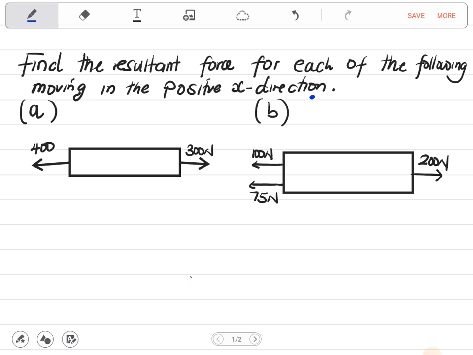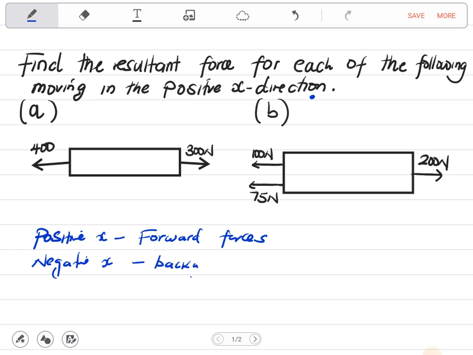Okay. So we are going to do two things here. We are going to call forces that are going in the positive x direction the F1s, as forward forces. So those forces going in the positive x, call them forward forces. Are we there? Then those that are going in the negative x direction, we call them backward forces.